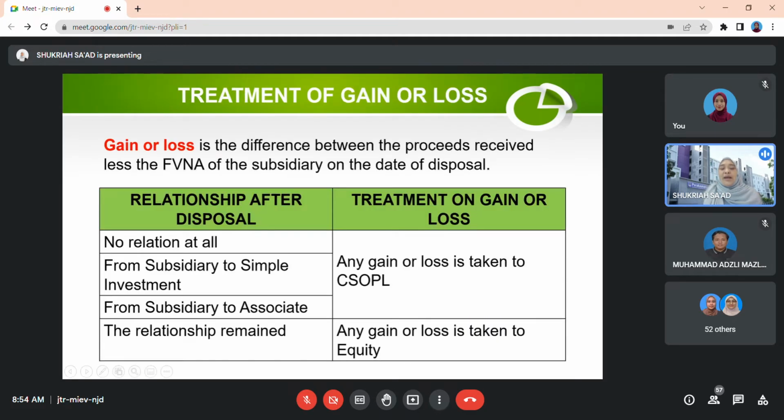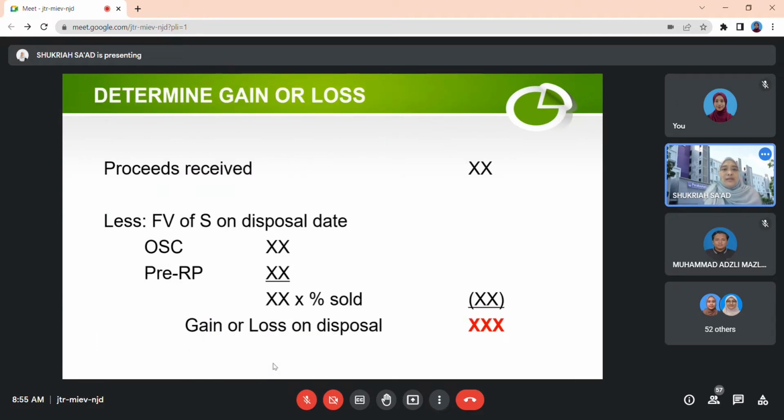I go back to scenario 4 where the relationship remains, meaning sub to sub. Look at the question later on disposal. What does the question test? Sub to sub or subsidiary to associate. If sub to sub, this is the gain or loss on disposal. This is the template. Okay, proceeds received on DOD, date of disposal, less the fair value of net assets of the subsidiary on date of disposal. And then these are basically common items. Okay, if there are more, include them. Then you get one amount here.